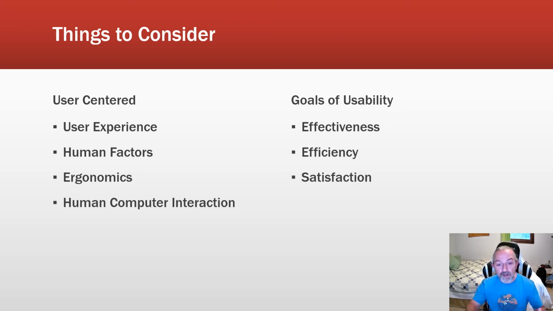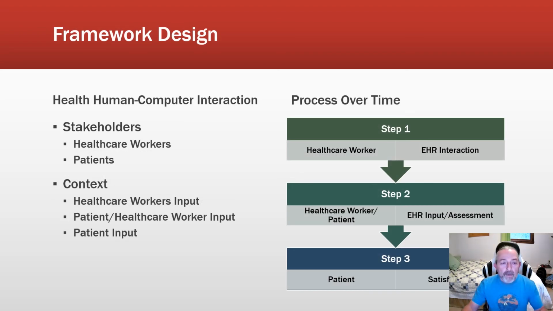And then the human computer interaction, so that's the actual comfort level that the person is going to have working in that system. Is it something that is going to be enticing and let them explore, or is it going to be something that's going to push them away? And then the goals of usability, which are obviously we want it to be effective, efficient, and for there to be satisfaction. Here we talk about the framework for the design.